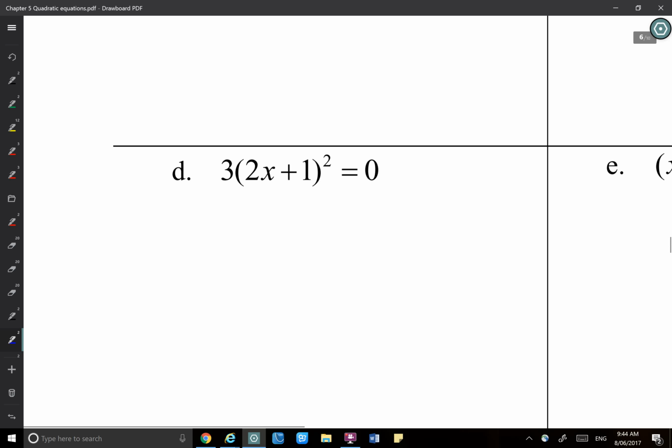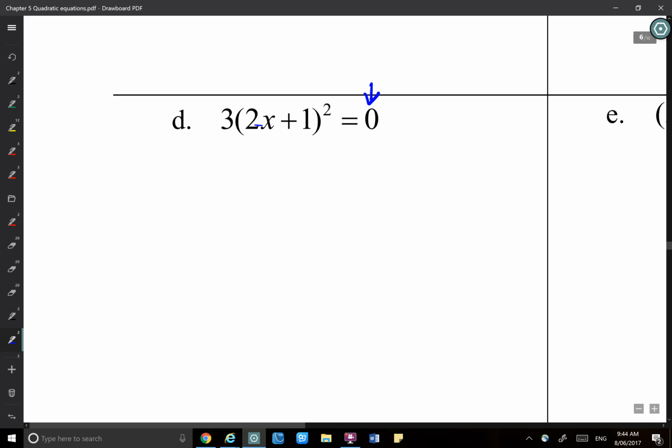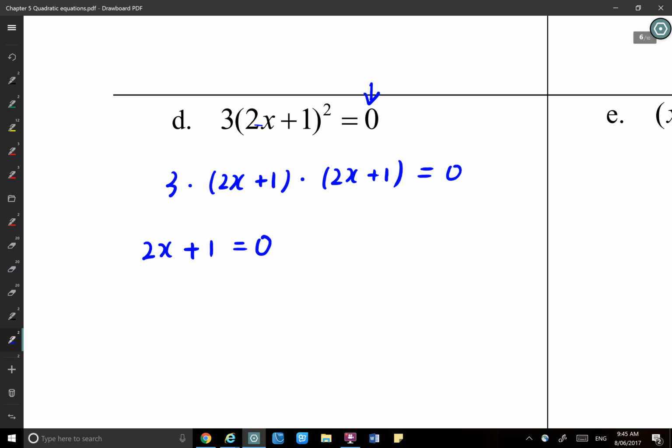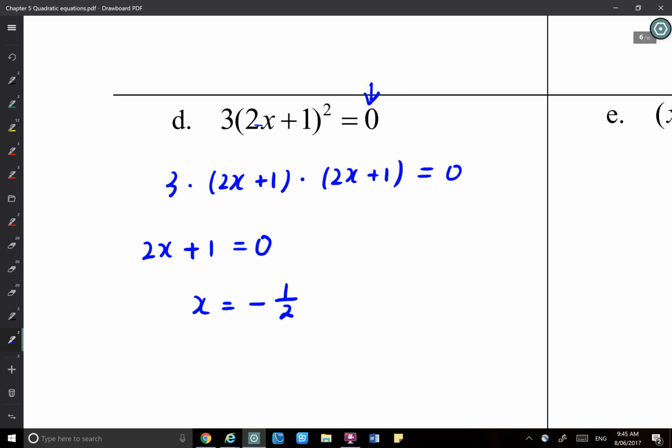Let's have a look at the one below here. For this one, it's a repeated factor. I'm not sure if you can see it. First, 0 on the right hand side, which is good, but I will have 3 times 2x plus 1 times 2x plus 1 equals 0. If you can't see it, I can expand that in this form. 3 can't be 0 already. So it's either 2x plus 1 equals 0 or 2x plus 1 equals 0. They're the same. If one is 0, the other one must be 0 as well. Therefore, I only have x equals minus a half for this question. Only one solution in this case.